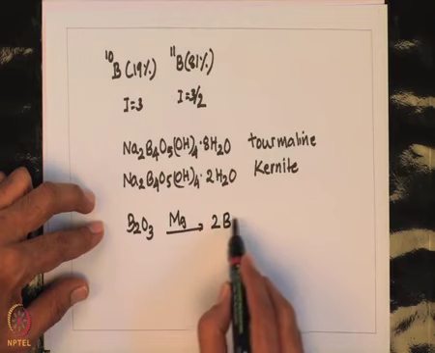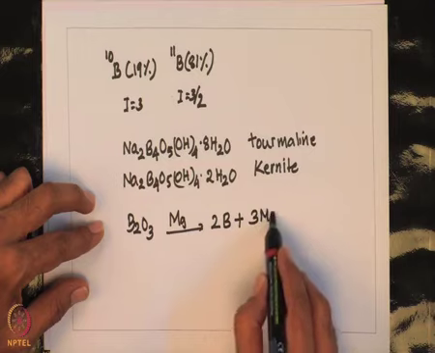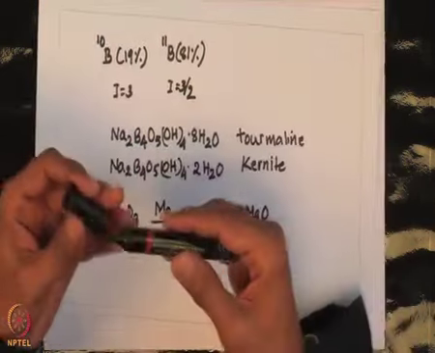It gives pure boron along with magnesium oxide. The oxide is made by melting boric acid. One can heat boric acid to get rid of hydrogen and get B2O3.